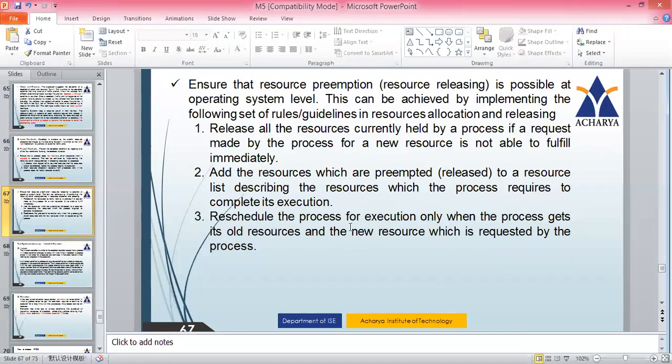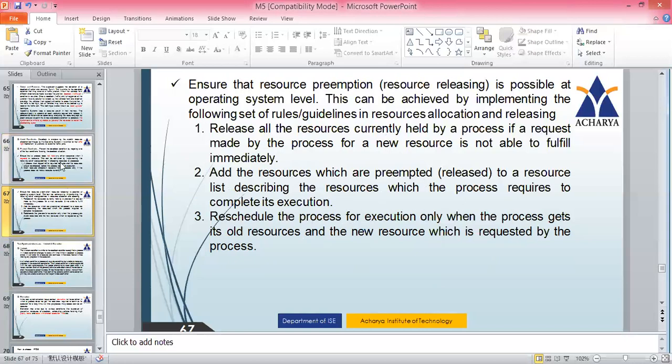Now, reschedule the process for execution only when the process gets its older resources and the newer resources which are requested by the process. Means a process is stuck, it wants some new resources, and the old resources are preempted. So don't start that process until and unless it gets back its older resources and newer resources also, so that it can efficiently complete the execution. So these are the different guidelines to prevent the deadlocks.